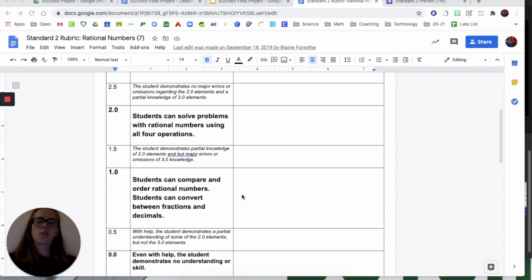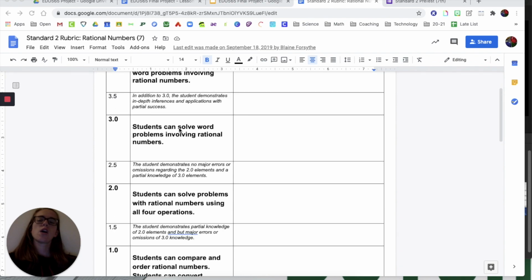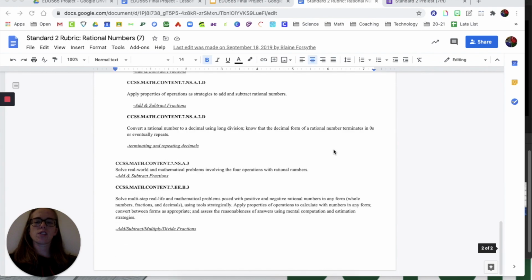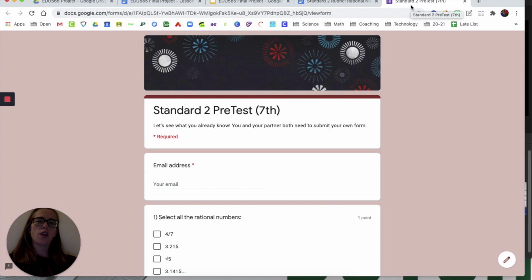So starting at level 1, students can compare and order rational numbers, and they can convert between decimals and fractions. And this is honestly where our first 5 lessons are really going to focus. We will get into level 2 a little bit, where they can solve problems using rational numbers in all 4 operations, but our ultimate goal for the standard is to be able to solve word problems. So after we've gone over the rubric and showed them all of the standards from down below that they'll be addressing, students will have time to work on their pretest.